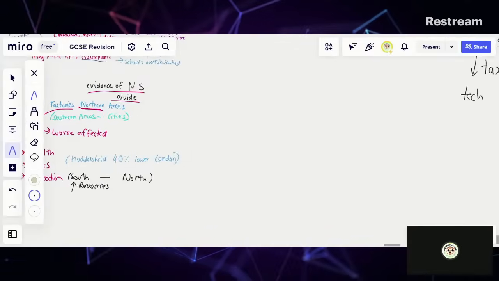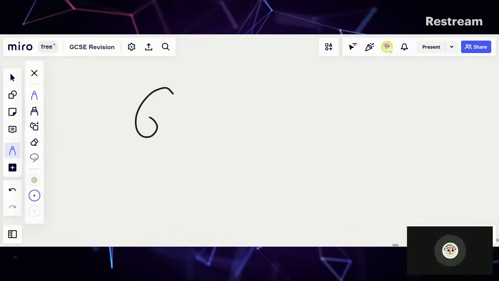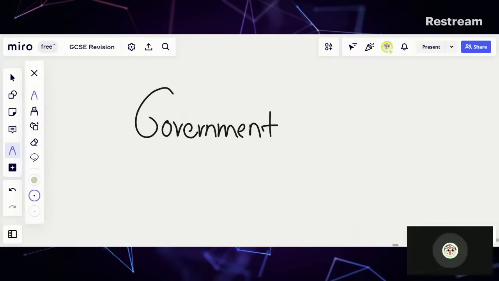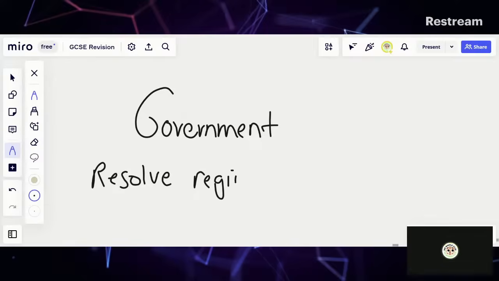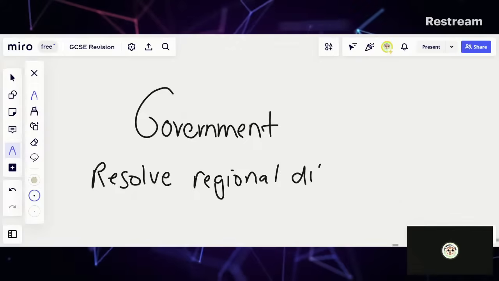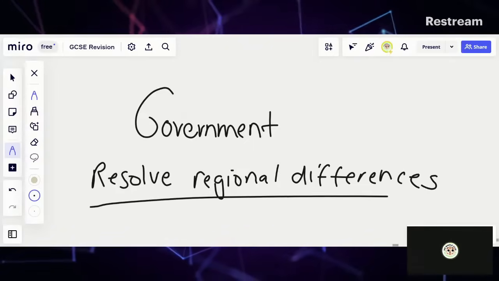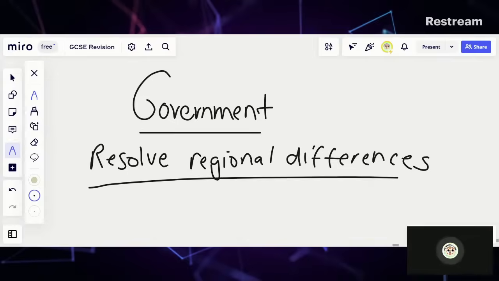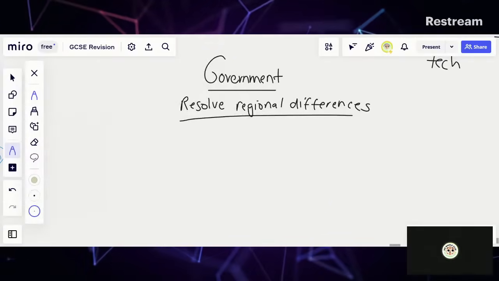So, the last part of this topic is economic development in the UK. So, the government are really trying to resolve these regional differences. Okay. And there are different ways in which the government try to resolve these regional differences, and it might be helpful and beneficial for you to know three of them.